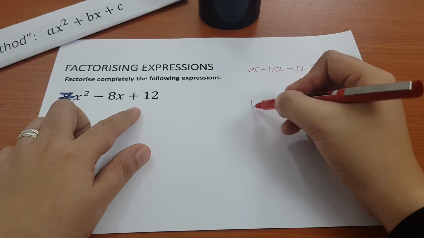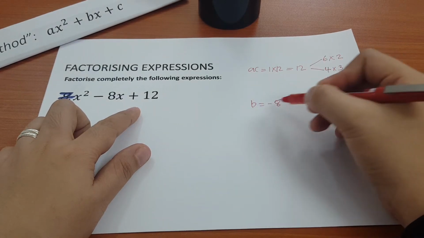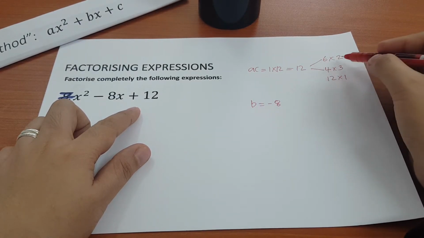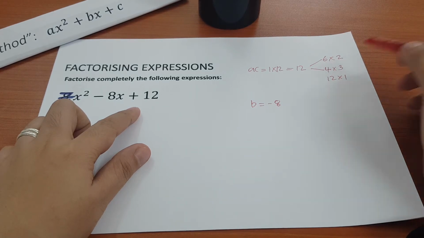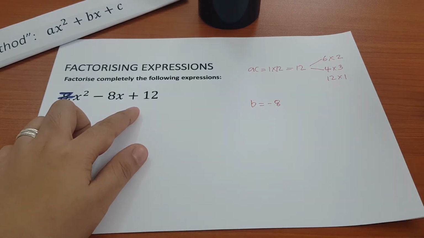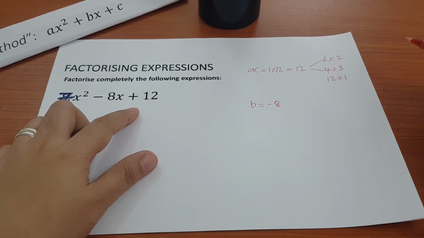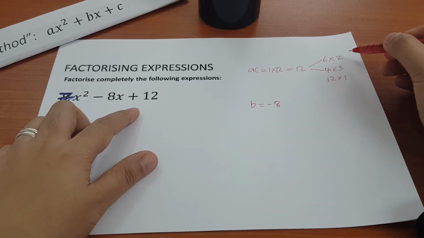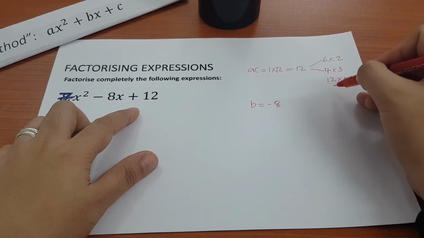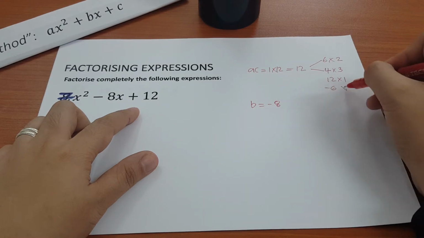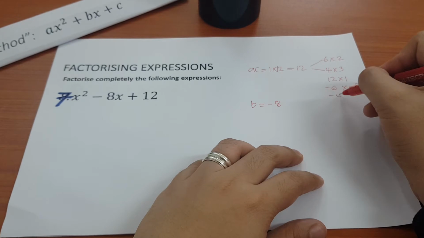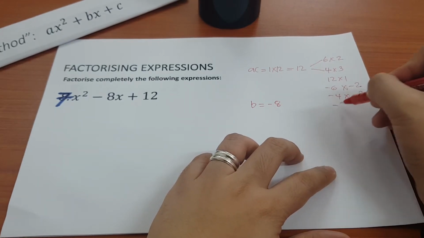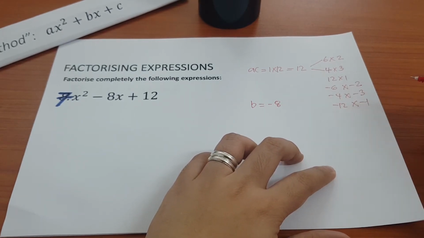However, our B here is minus 8, yeah? But then we don't have any negative factors here. So you think of other factors of 12. You remember that if you multiply two negatives, it will give you a positive number. So that means I could also have factors of 12 like minus 6 and minus 2, minus 4 and minus 3, minus 12 and minus 1.